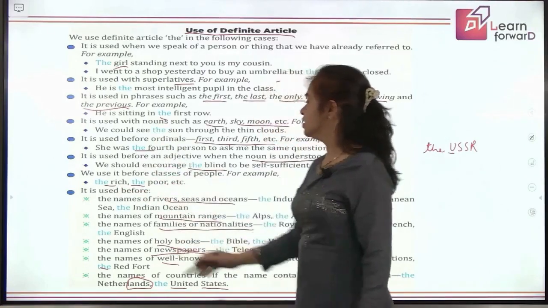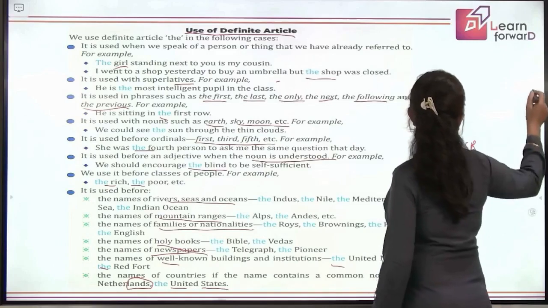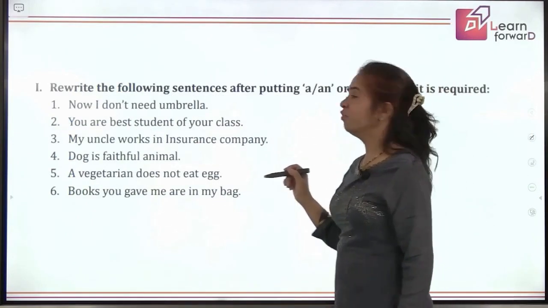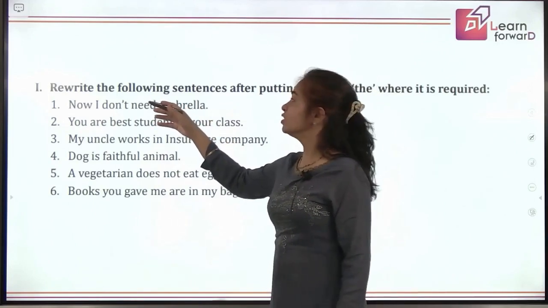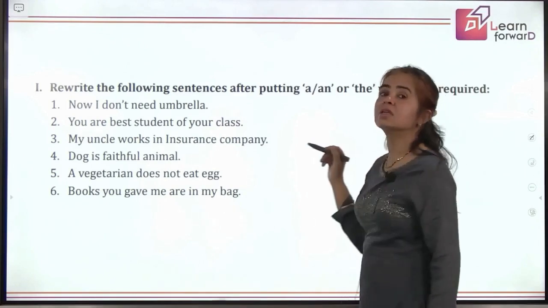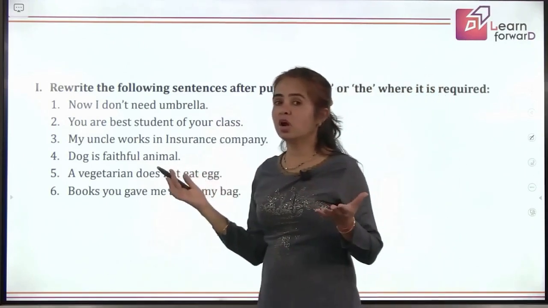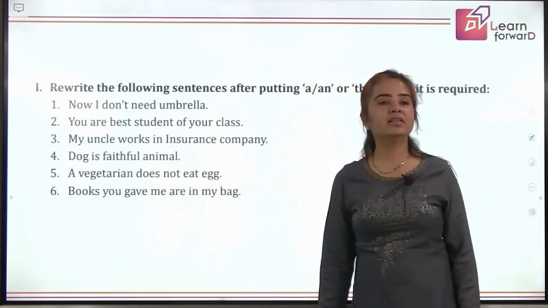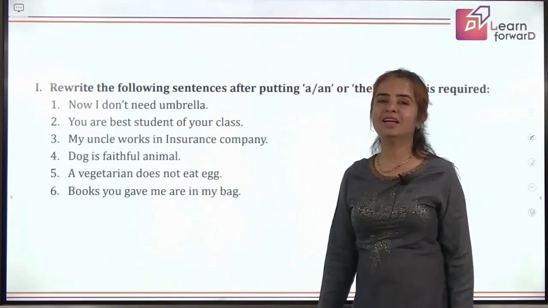And then this list we have already done. With the names of these all, we use article the. That is definite article. Now we have an exercise for you. Rewrite the following sentences after putting a, an or the where it is required. So if it is not required, it's fine. Now I don't need umbrella. Do you think an article should be inserted here?